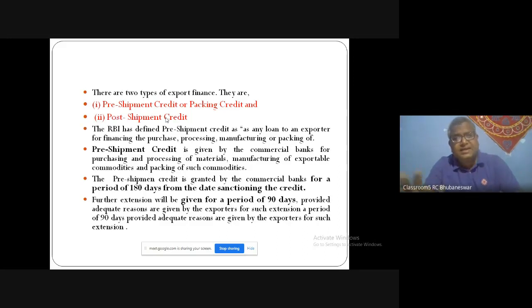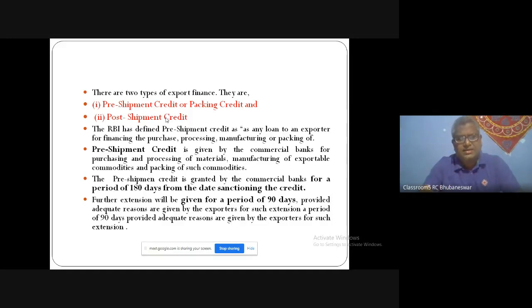In pre-shipment credit, there is another way also, which may be called a letter of credit. A similar point arises: it is also granted by the commercial bank. They do not demand payment immediately. They grant an extension of 90 to 180 days, or another extension of 90 days. So 90 to 180 days plus a 90-day extension is there for exporting such goods. This is also pre-shipment credit in a different way.